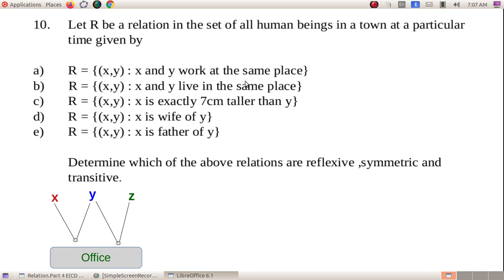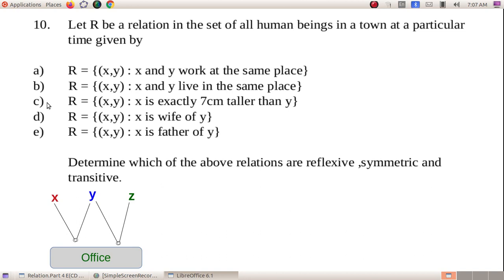Therefore, the relation among human beings working at the same place is reflexive, symmetric and transitive, and hence it is an equivalence relation. The answer to question number B is just the same as that of question number A, living in the same place. Therefore, that is also a reflexive, symmetric and transitive relation, that is an equivalence relation. Do the answer yourself.